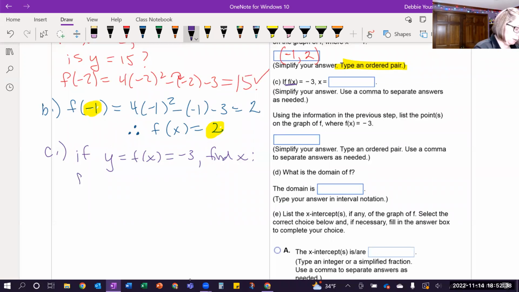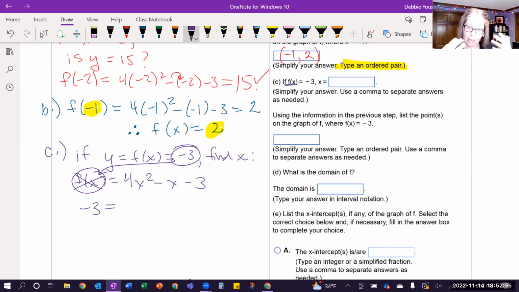So my equation was f of x equals 4x squared minus x minus 3. So I'm going to take -3 and I'm going to swap out the f of x and put -3 in its place because that's what it's being replaced with. And I'm going to set that equal to 4x squared minus x minus 3. And then I'm going to solve for x. So then you have to think, well, what is that? Well, that's a quadratic equation.